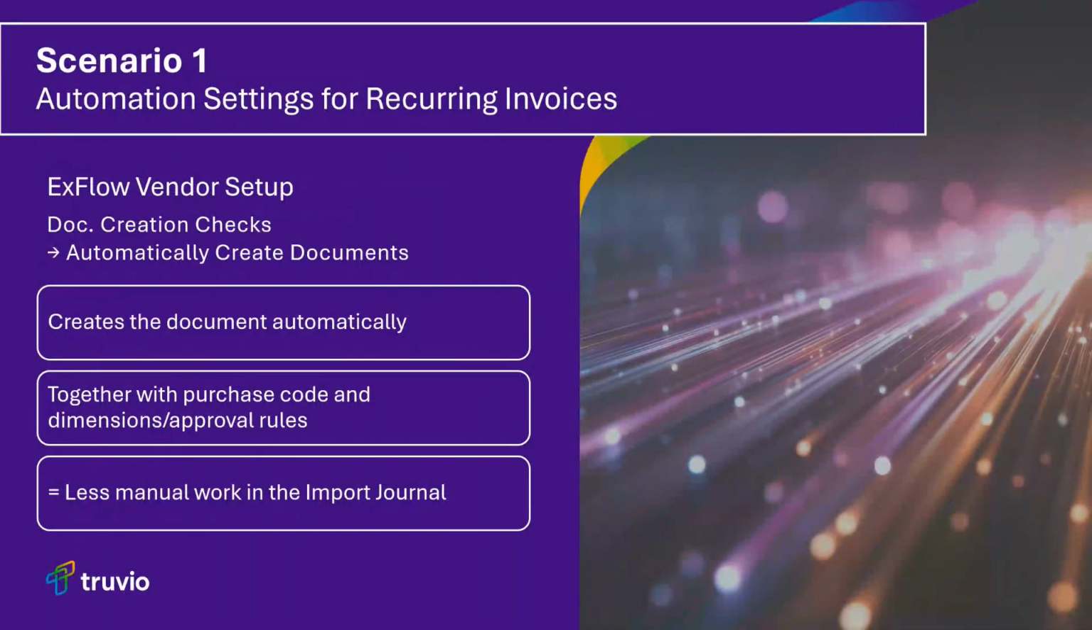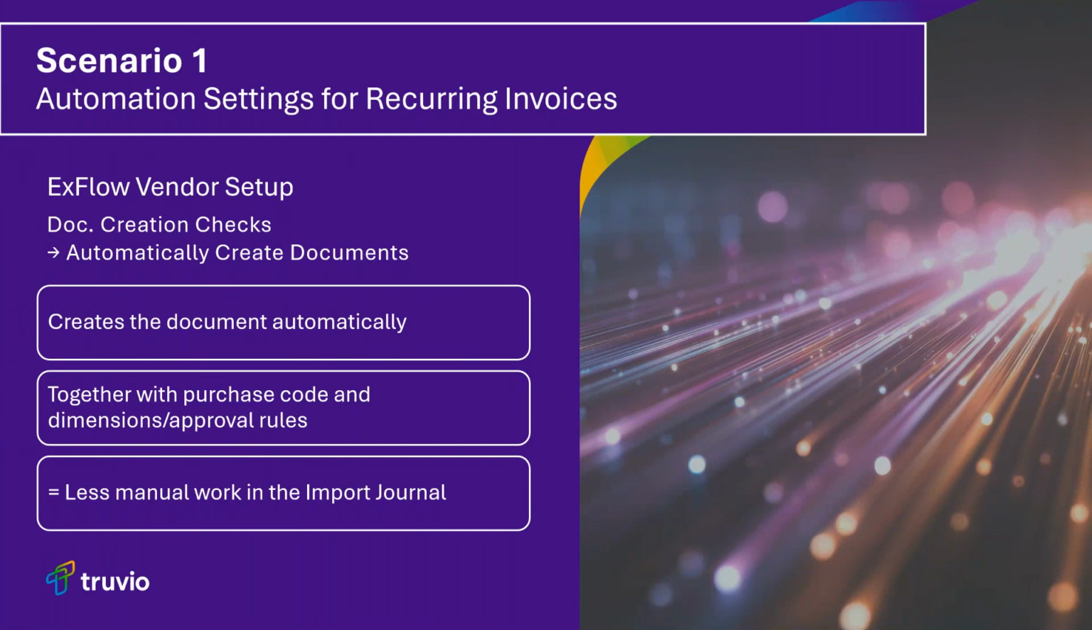So the first scenario here is automation settings for recurring invoices. You all get them, recurring documents from vendors, and this could be telecom invoices, leasing, rent. And even though these invoices are recurring, we often see that they are still handled quite manually. The invoice comes in, someone imports it with a click, checks the same information again, sends it for approval, and sometimes even posts it manually. And that is where the vendor setup becomes very powerful.